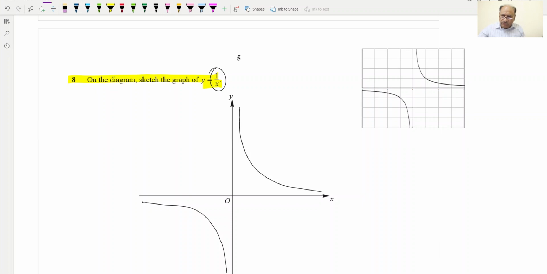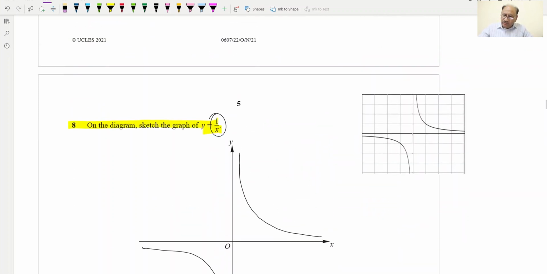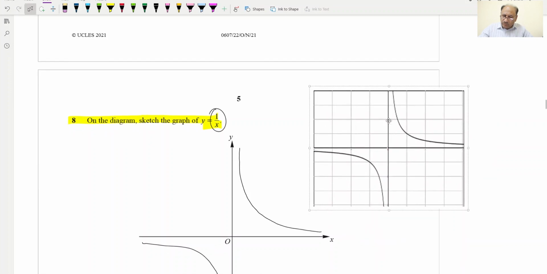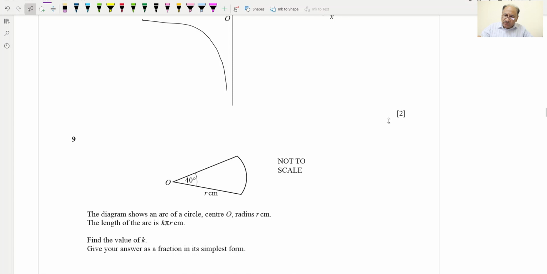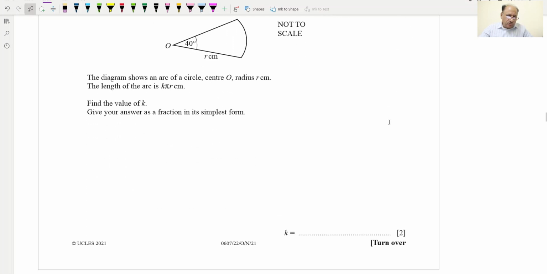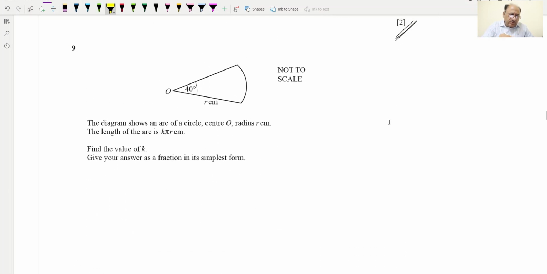So we are done with this graph, and the standard graph I have shown you. For your understanding, I have copied this graph also. This was a 2-mark question which we have done. Now question number 9. There's a diagram provided which is a sector, which is not to scale.